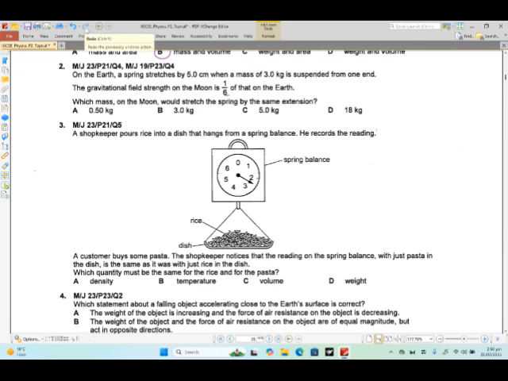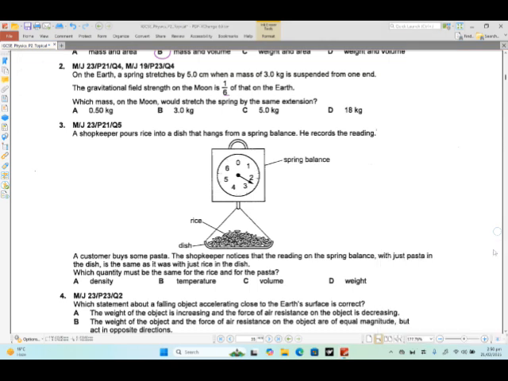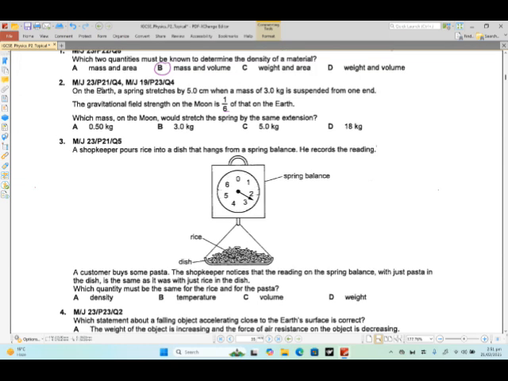Question number two says that on the earth, a spring stretches by 5 centimeter when a mass of 3 kgs is suspended from one end. The gravitational field strength on moon is 1/6 of that on the earth. Which mass on the moon would stretch the spring by the same extension? And then a few values are given.